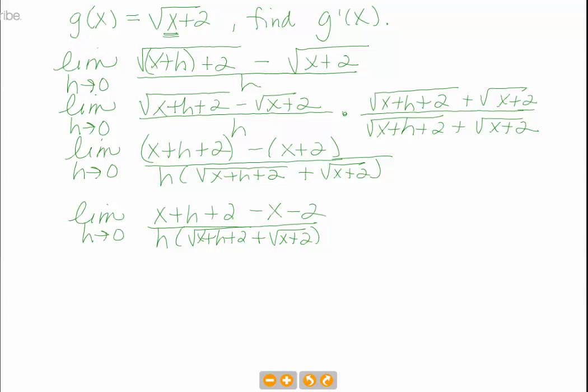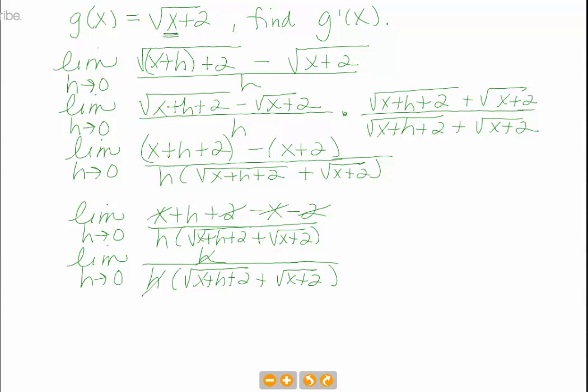And then on the top, I still have that h in the problem, which is going to leave my denominator undefined. On the top, I think we can see that the x's cancel, the 2's cancel. Now I just have h over h times the square root of x plus h plus 2 plus the square root of x plus 2.